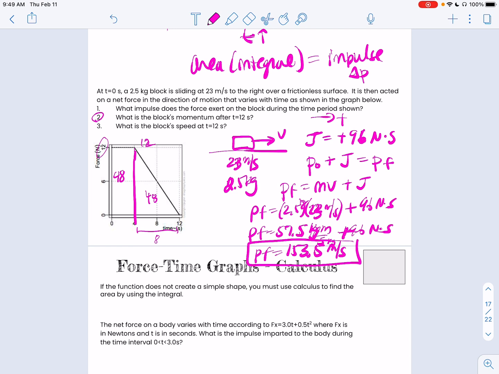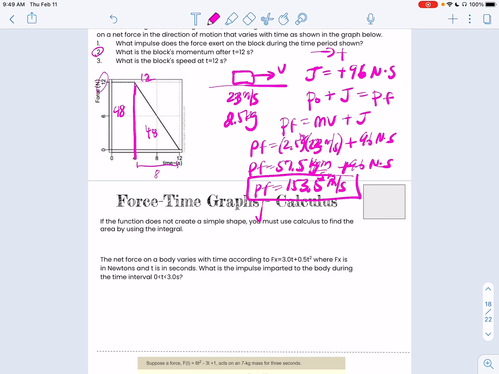And then if I want the block's speed, it's just mv, so I can just divide by m. 153.5 divided by the mass, which is 2.5, means it's now going 61.4 meters per second. It's faster and still positive, which makes sense, because the force is being applied in the same direction that it's moving.